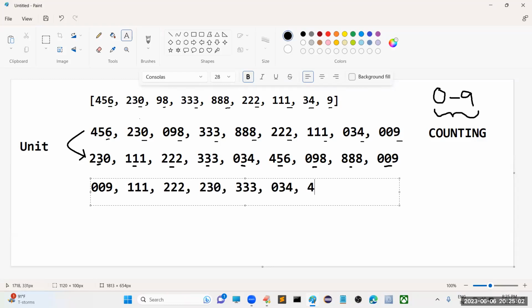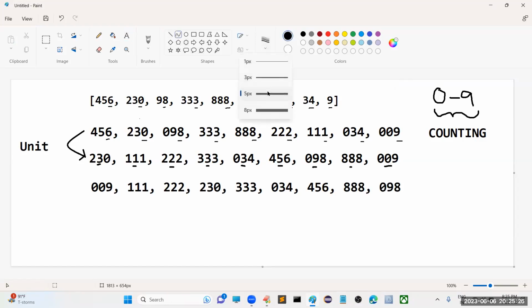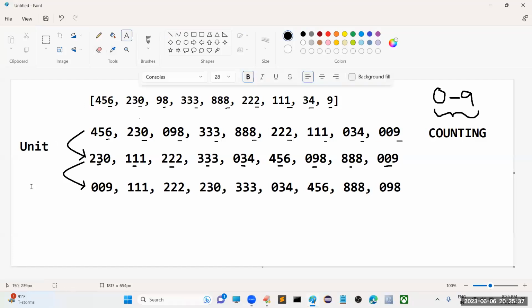No. Any other digit having 5? Yes. Having 6? No. Having 7? No. Having 8? Yes, we have. Having 9? Yes, we have. Like this it will be there. So how we got this particular list, you know very well, based on what technique I sorted this. Based on this tens position, I got this list. This is nothing but the second phase, based on the tens position.